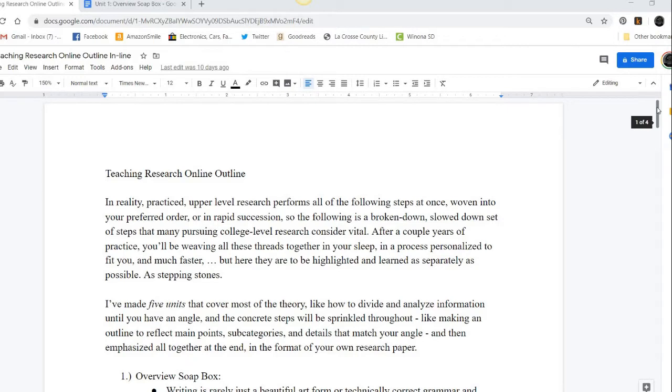I've made 5 units that cover most of the theory, like how to divide and analyze information until you have an angle, and the concrete steps will be sprinkled throughout, like making an outline to reflect main points, subcategories, and details that match your angle, and then emphasized all together at the end in the format of your own research paper.